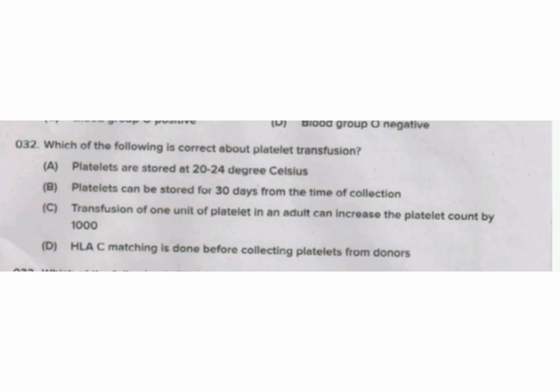Next question, which of the following is correct about platelet transfusion? Option A, platelets are stored at 20 to 24 degrees Celsius. Option B, platelets can be stored for 13 days from the time of collection. Option C, transfusion of 1 unit of platelets in an adult can increase the platelet count by 1000. Option D, HLA cross matching is done before collecting platelets from donor. The answer is option A, platelets are stored at 20 to 24 degrees Celsius.